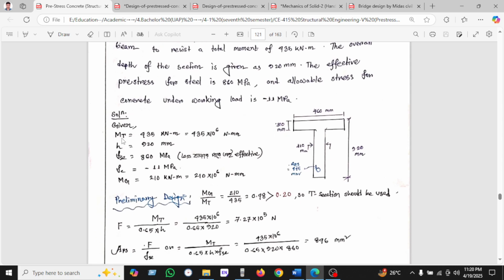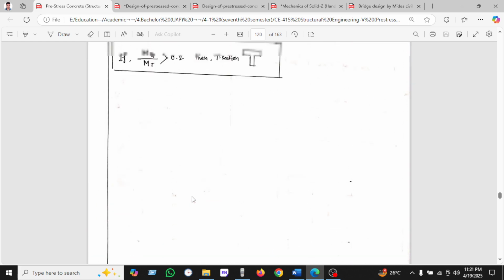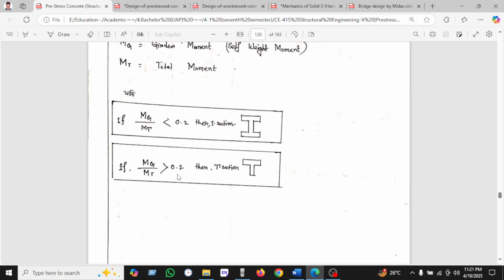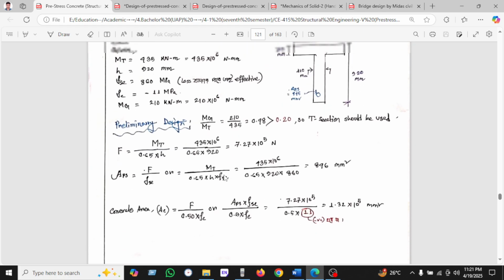Okay, so given that, as we've been seeing, the total moment and h are given, the stress of prestress steel and stress in concrete, and the girder moment is given here. Okay, so the section we've been seeing here. In the preliminary design, we know the girder moment divided by total moment is 0.4, which is greater than 0.2. So we should use the T beam, as we've been seeing here and previously. That's why we will use the T beam.